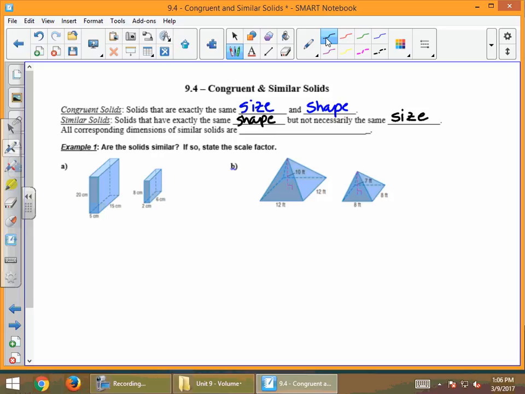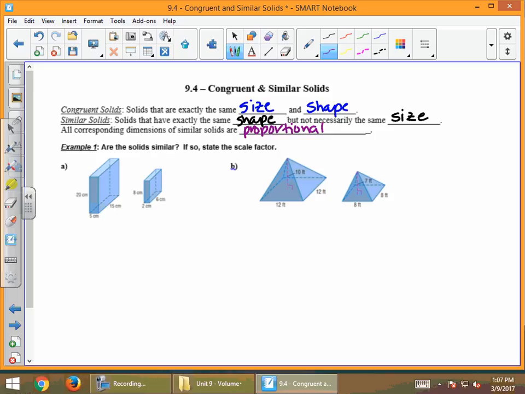All corresponding dimensions of similar solids are proportional. Just like what we did in Unit 3, you take the corresponding sides, make them into a fraction, and simplify. If the fraction's the same, those figures are similar. If the fractions aren't the same, then they're not. Essentially, we're doing what we've done in a previous unit all the way in first semester.